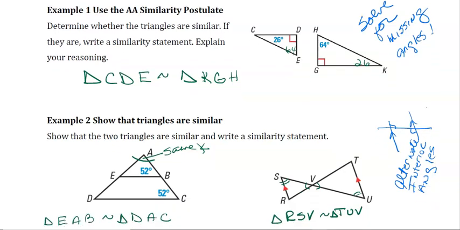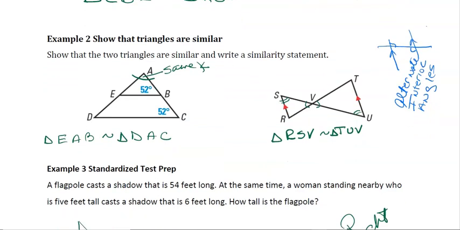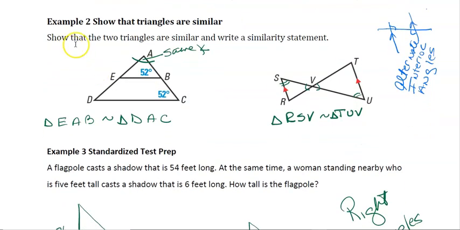So what I see here, it says show that triangles are similar. So example 2 says, show that the two triangles are similar and write a similarity statement. Okay, so here's a little triangle on top, and then here's the big triangle. Okay, so what I'm seeing is this. This angle A is shared by both the little triangle and the big triangle. That's an angle in common. Then I have 52 degrees for this angle right here, and 52 degrees for this angle right here.